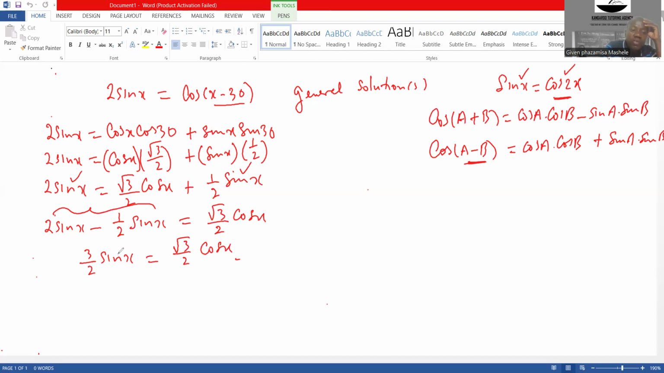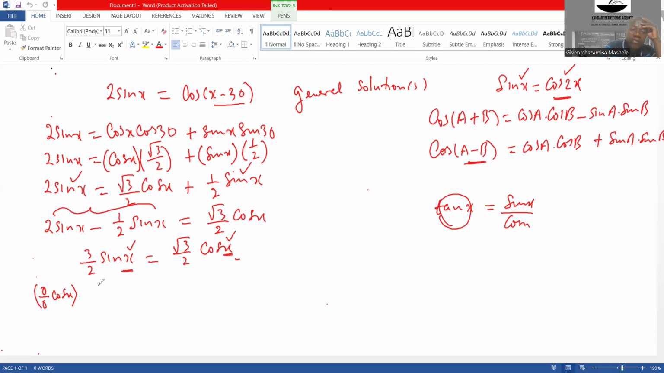So here we have sine x, and here we have cos x. We know as long as the angles are the same, we can end up having tan, because tan is the same as sine over cos. So if you want to have tan here, it means you can divide everything by cos.